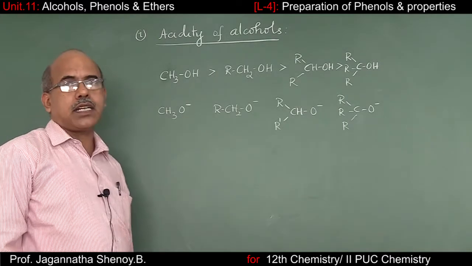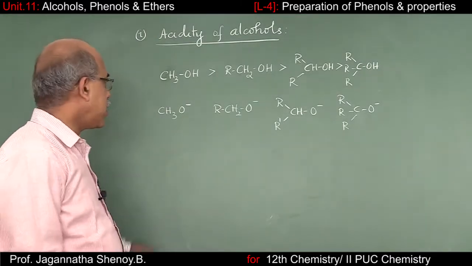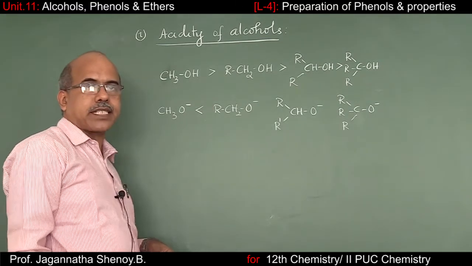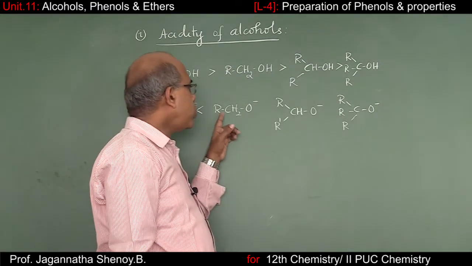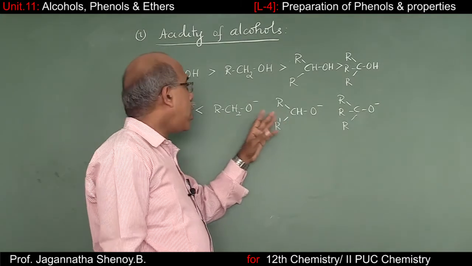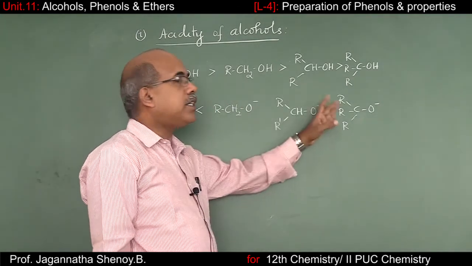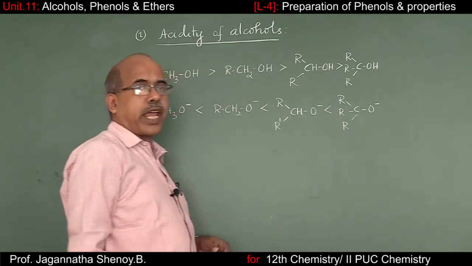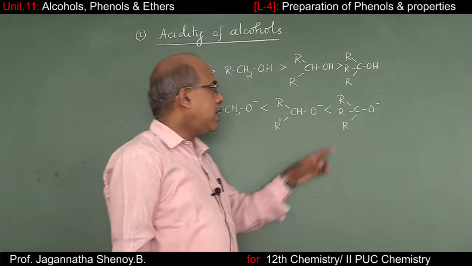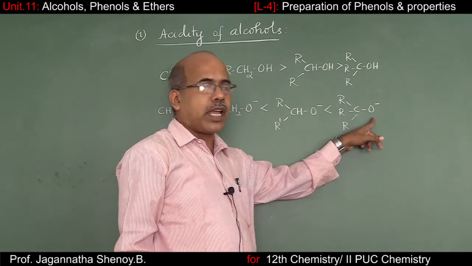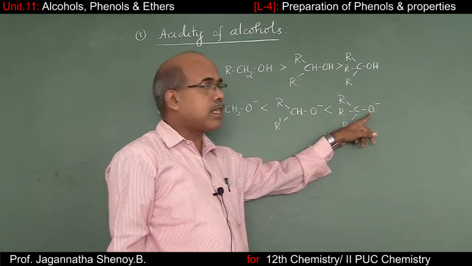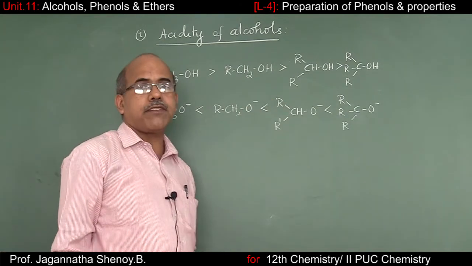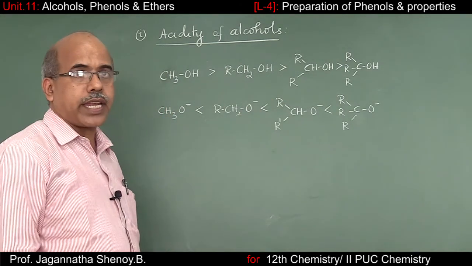So, if I consider the order of basic strength, I can say that methoxide ion must be the weakest base, and as I move towards the alkoxide ions of primary, secondary and tertiary, what should happen to basic strength? Basic strength should keep on increasing. That is why tertiary alkoxide ion is the strongest base among the alkoxide ions. And this concept we use very frequently in various organic reactions.